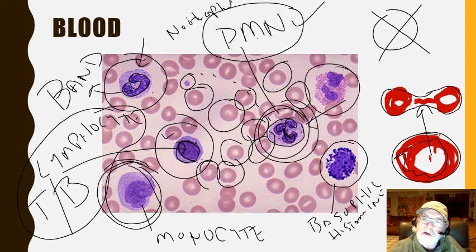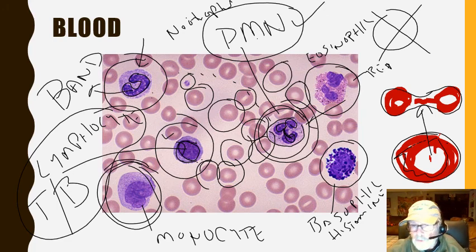This one right here, if you look, the granules look red. And this is called an eosinophil, because when they stain it, the granules are red. Basophil blue, eosinophil red. Eosino means red or rosy. So eosinophils stain red.